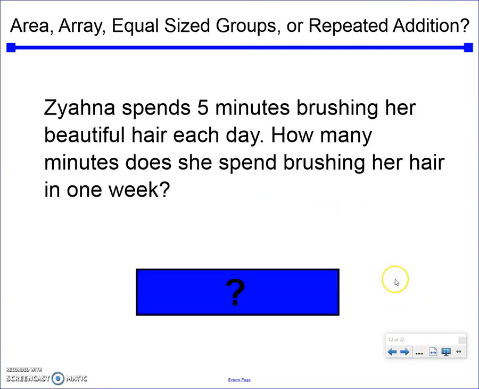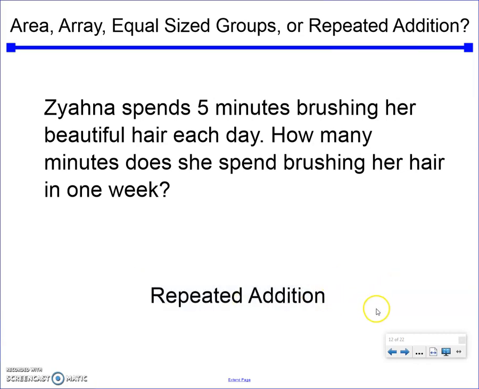What about this problem? Ziona spends 5 minutes brushing her beautiful hair each day. How many minutes does she spend brushing her hair in 1 week? What kind of problem is this? You're right. This is clearly a repeated addition problem because the action Ziona's doing, brushing her hair for 5 minutes every single day, happens again and again in the same way for 1 week or 7 days.